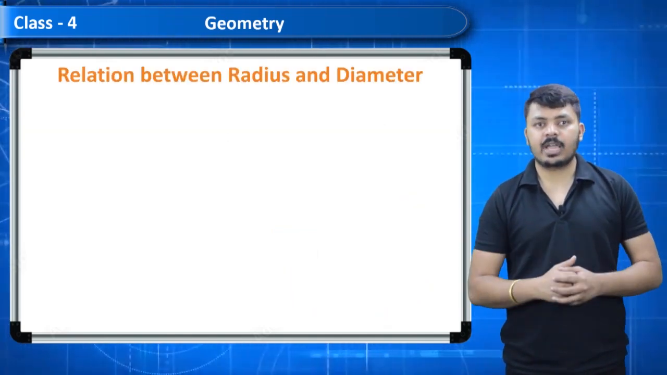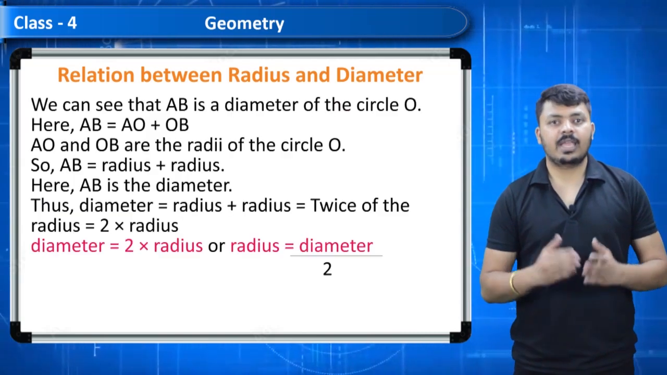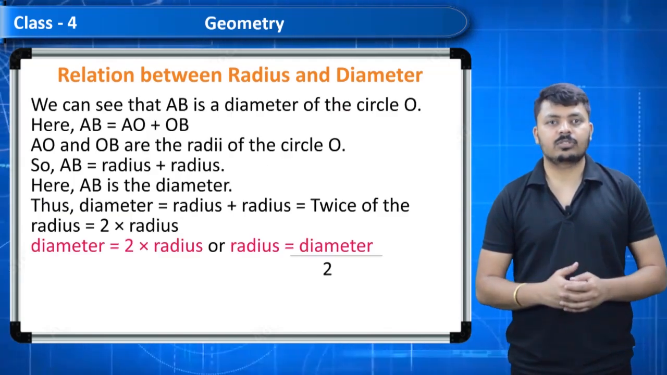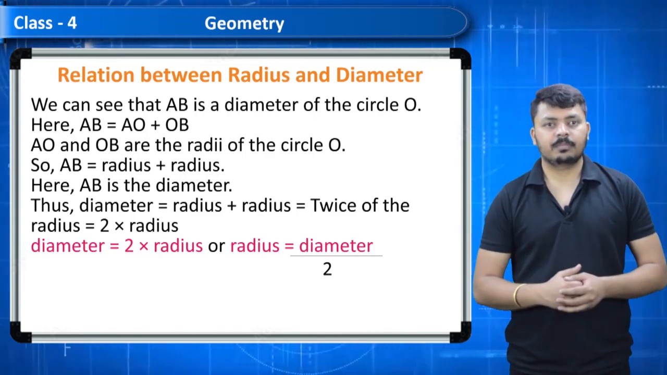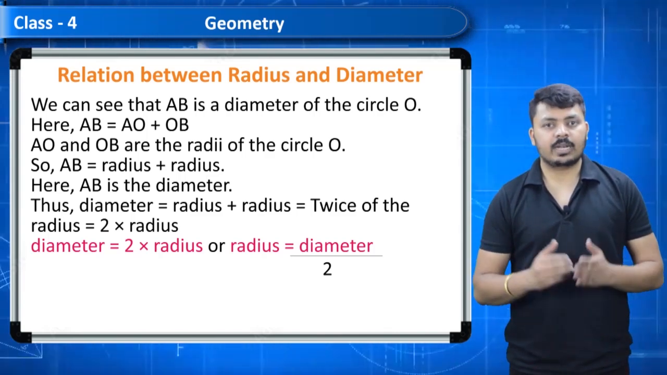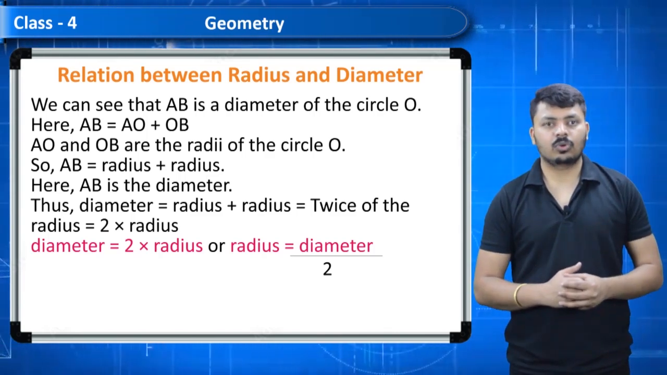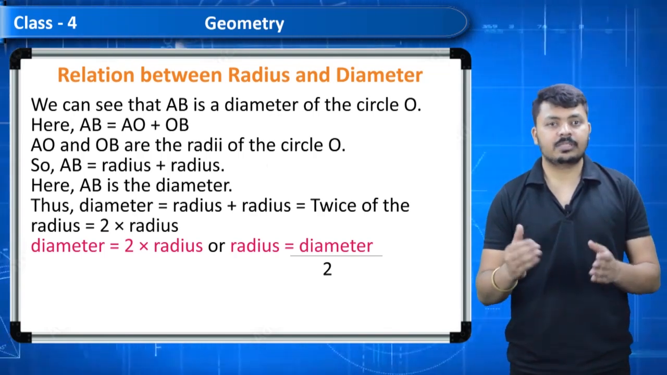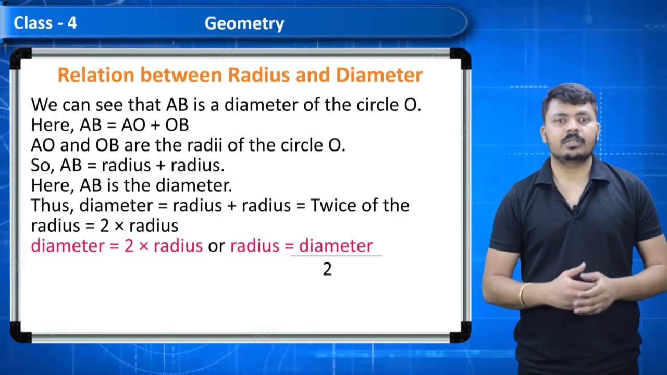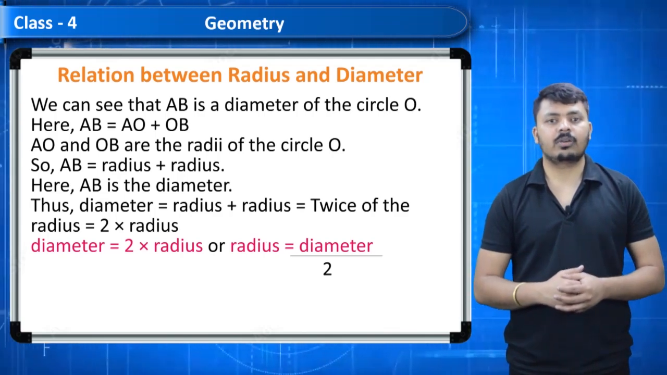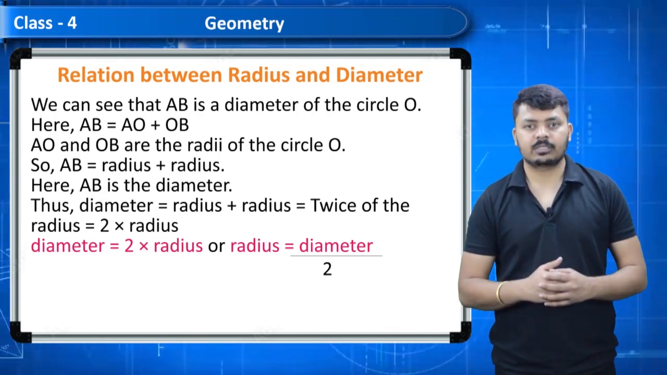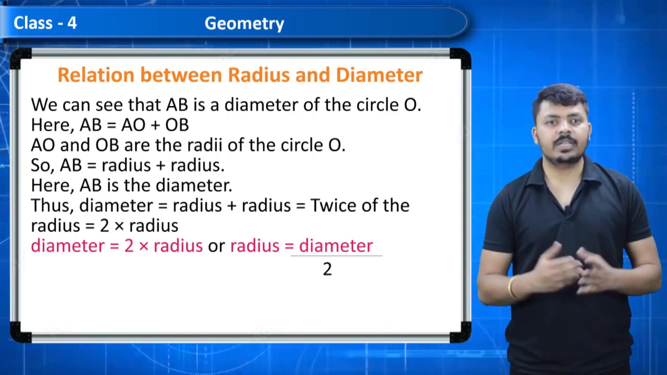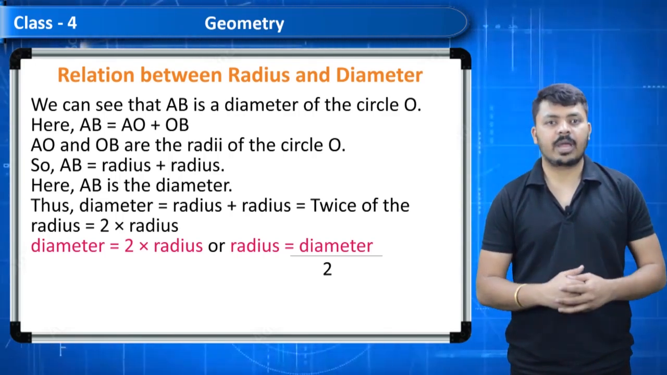Relation between radius and diameter. We can see that AB is the diameter of a circle O. Here, AB equals AO plus OB. AO and OB are the radii of the circle O. So, AB is equal to radius plus radius. Here, AB is the diameter. Thus, diameter is equal to radius plus radius, which equals twice the radius. Diameter is equal to 2 into radius, or radius is equal to diameter by 2.